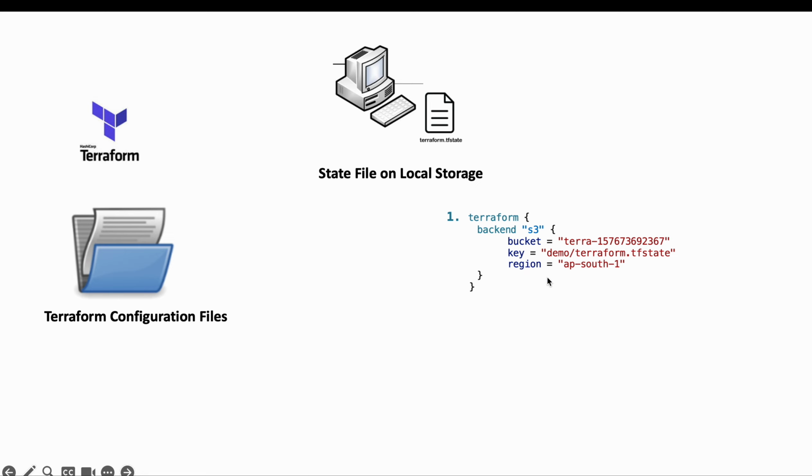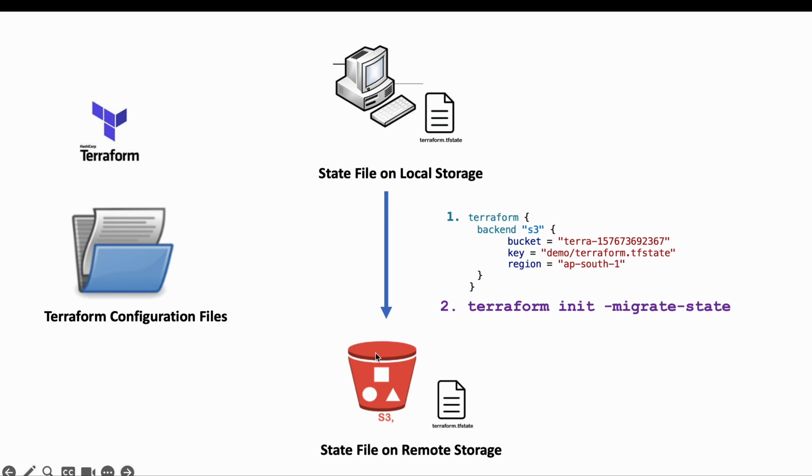Once we declare this backend block, we have to execute the terraform init -migrate-state command. Once we execute it, the migration will start, and the local state file will get migrated to our S3 bucket. It means the entire content of the state file will be moved to the S3 bucket. This is the logic. So let's see in the lab how it behaves. Okay, let's jump into the lab now.